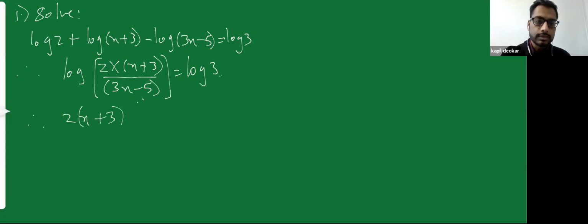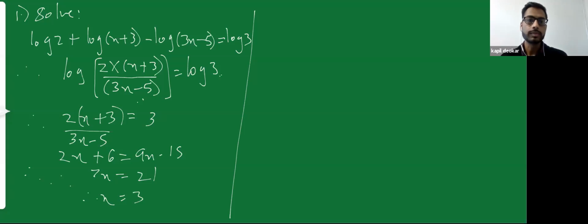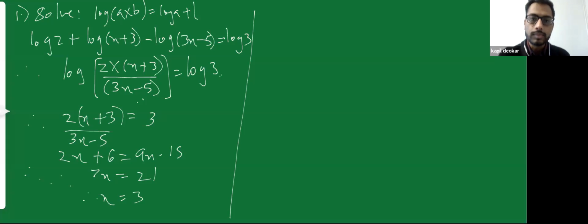So just simplify this. Simplifying, I can get 2x plus 2, 3 is 6. Take to the other side. 9x minus 15. 9x minus 2x, 7x. 15 plus 6, 21, which means x should be equal to 3. So pretty simple. You just have to know the formulas, and the formula was this: log of a into b is equal to log a plus log b. And the other formula is log of a upon b is equal to log a minus log of b.